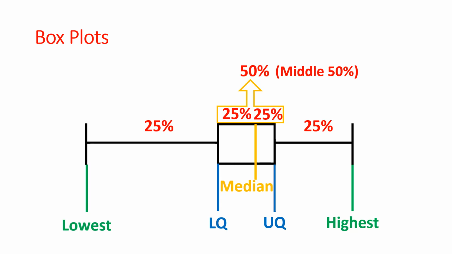This middle 50% is made up of what we call our interquartile range. Our upper quartile subtract our lower quartile.